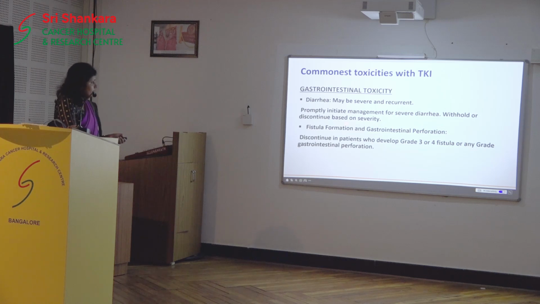Gastrointestinal toxicity. Diarrhea can be severe and recurrent. Apart from hypertension, this is the second most common toxicity that we see, diarrhea. We have to give a prescription to the patient to have anti-motility drugs with them, and withhold or discontinue based on severity, based on different grades of dehydration requiring hospitalization.